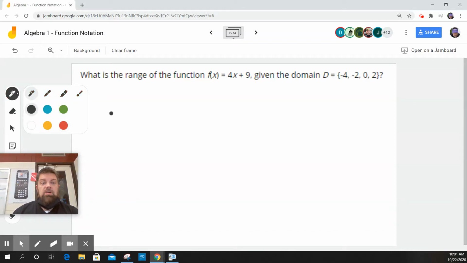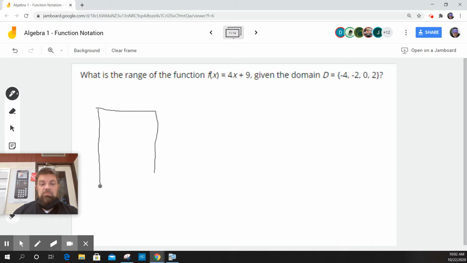All right, so we're asked to find the range for this thing. So what we're going to do is we're going to try to organize our data. And let's talk about some things.